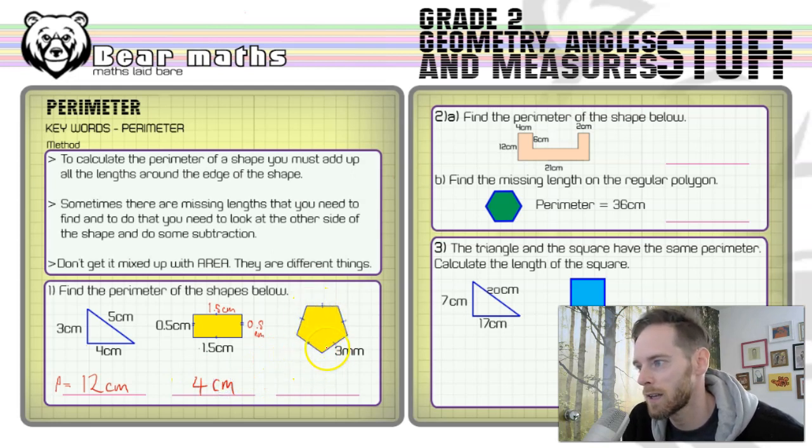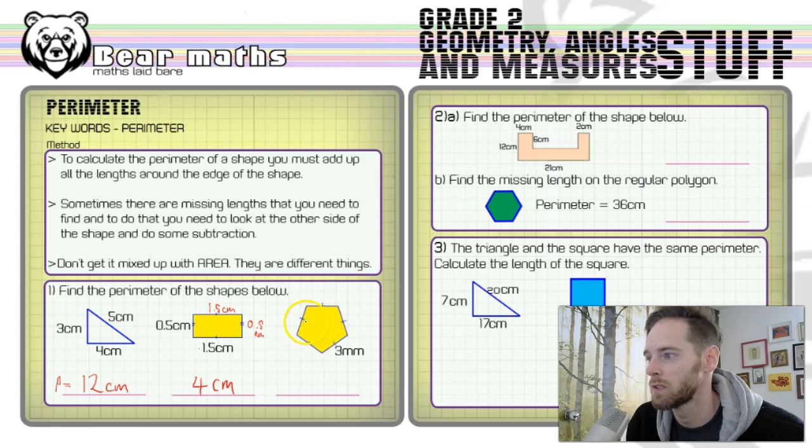And then this is a regular pentagon, a 5-sided shape. One of the side lengths is 3 millimeters, which means all of the side lengths are 3 millimeters. Watch the previous videos on polygons and you'll understand what I'm talking about. And these little dashes on the lines, you'll know what they mean if you watch previous videos. So 3, 6, 9, 12, 15 millimeters.